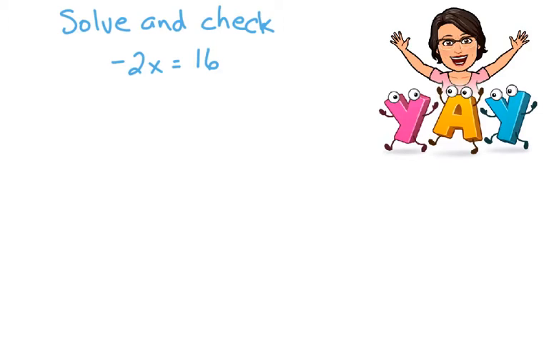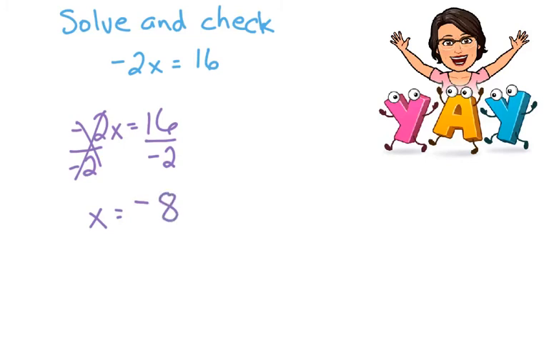Let's try it. All right, so we have -2x equals 16. And I'm going to rewrite it so it's not as confusing. And I want to isolate my x, so I'm going to do -2 divided by -2 and 16 divided by -2. That cancels those out and leaves x by itself. 16 divided by -2 is going to give me a negative answer, and 16 divided by 2 is 8, so x equals -8 is what I got.